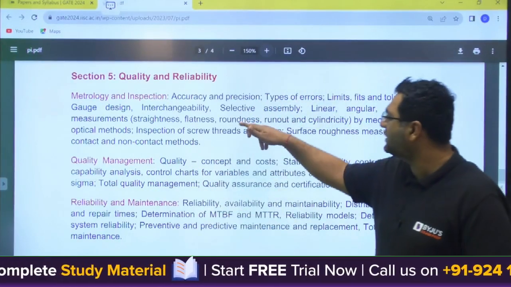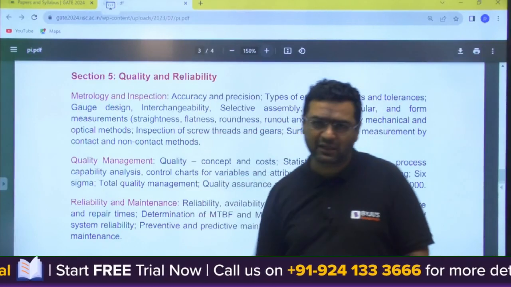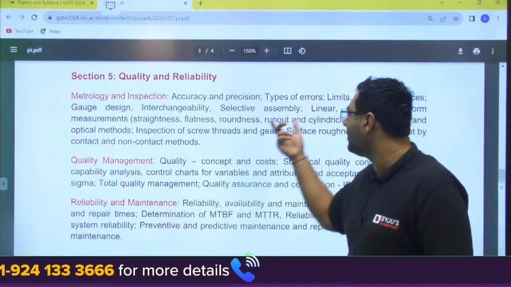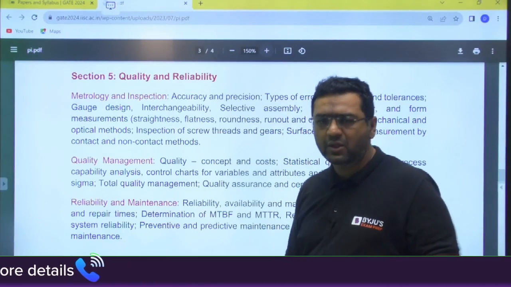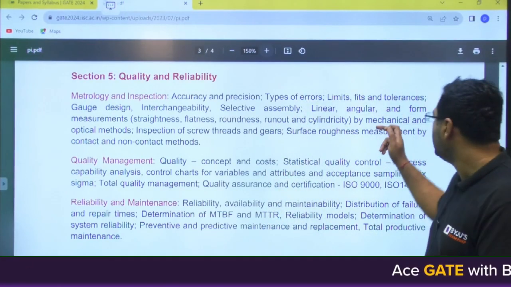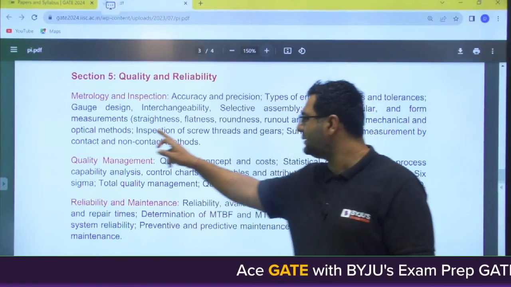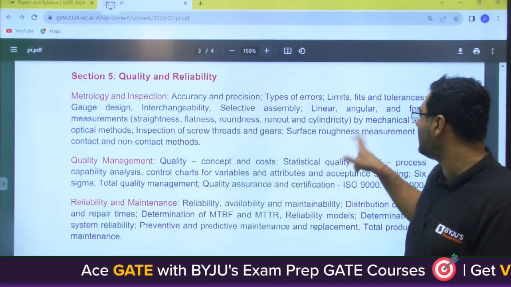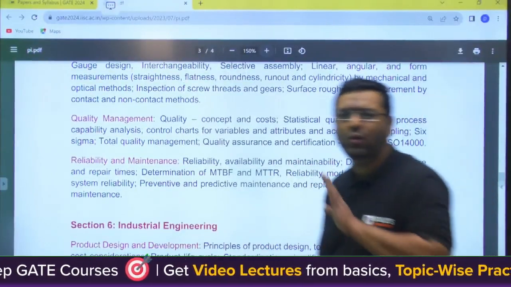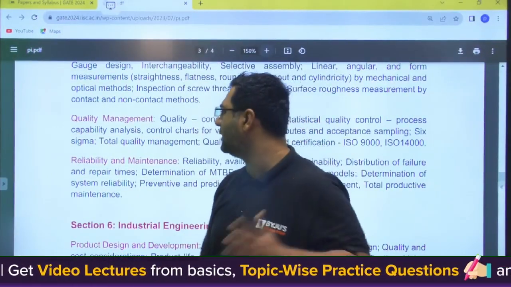If you see, these words are not mentioned in the mechanical syllabus, but in the previous year's paper of mechanical, this cylindricity and runouts are asked already. So definitely we deal with this in the mechanical syllabus as well. By mechanical and optical methods, then inspection of screw threads and gears, surface roughness, measurement by contact and non-contact methods. They all are similar to that of the mechanical syllabus.